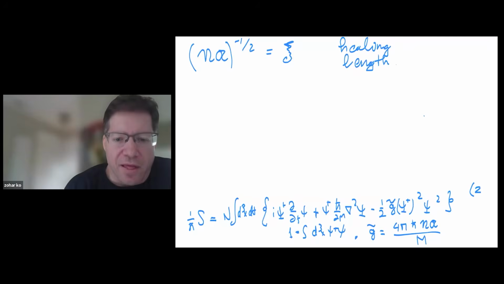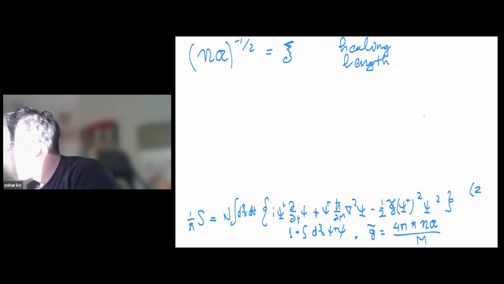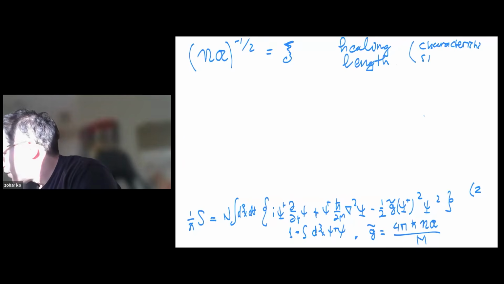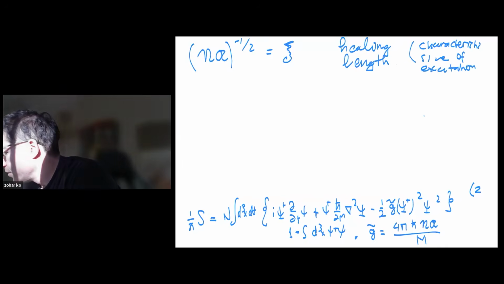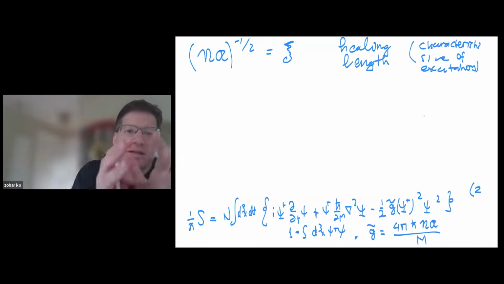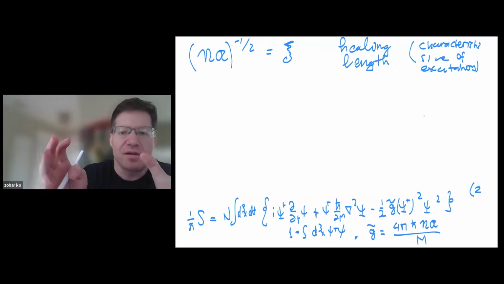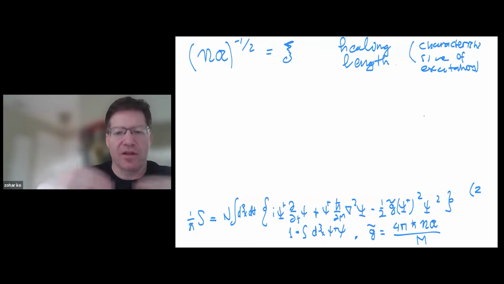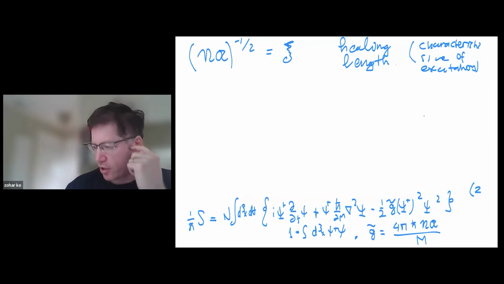Why do people call it the healing length? You'll see that the system in the semi-classical limit has some excitations, and this is the characteristic size of some excitations that we will encounter later. People call it the healing length because it's an excitation, and that's its size. So after that size scale, the system goes back to its ground state. That's why it's called healing in the literature.